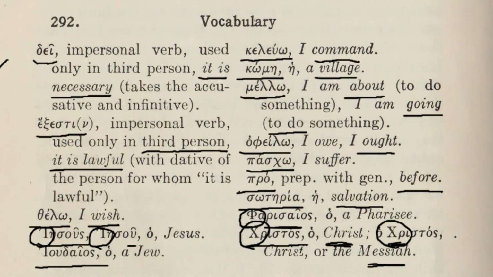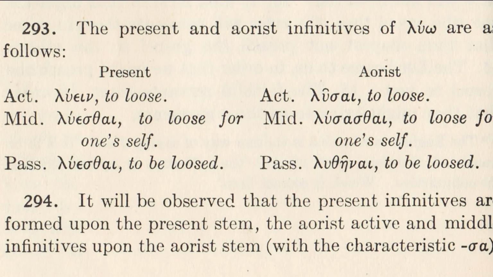Let's go ahead and take a look at the conjugation here of the infinitive for luo. You have it in the textbook. It's luein, luesthai, luesthai. So you notice that the middle and passive in the present tense are identical, and that's similar to what we've seen in other uses of the verb.